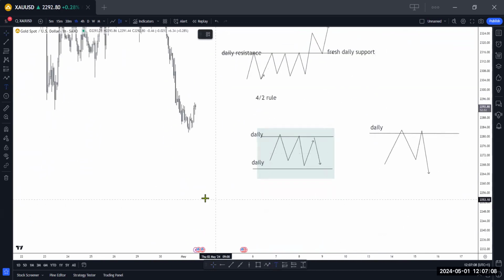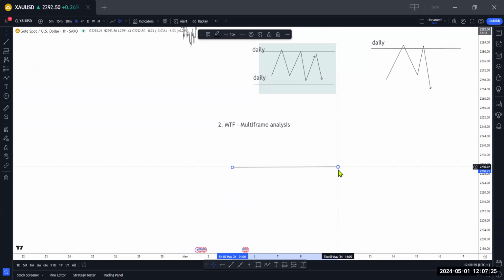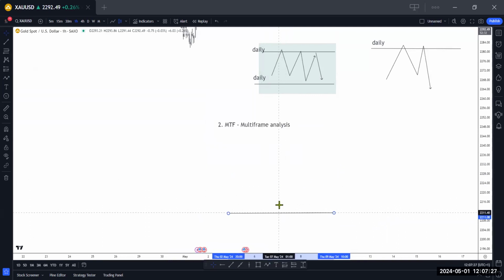So this brings us to the second way to validate an SNR level. The second way is called MTF. MTF means multi-time frame analysis. Multi-time frame analysis. And what this means is that when you have an H4 level, for example, if you have an H4 SNR level, let's say a support level this time around. Let's say you have something like this, and then your classic SNR, an H4 level.